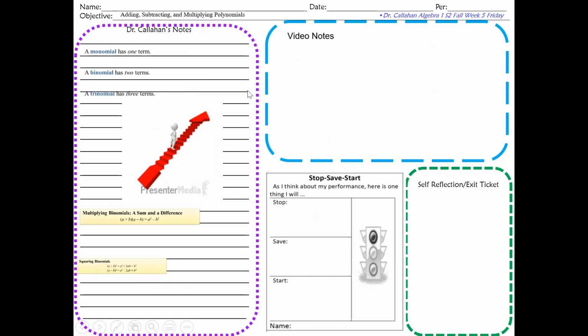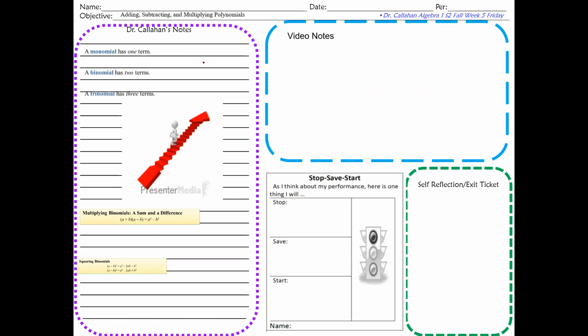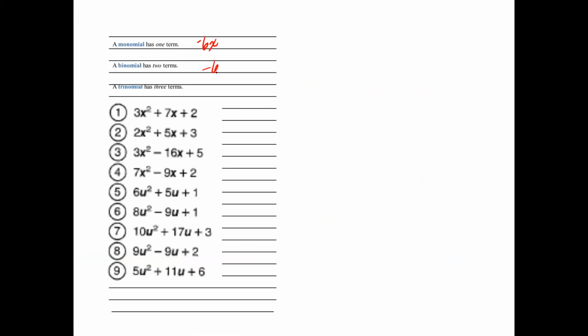All right, so let's start off with the terms themselves. A monomial has one term. So a monomial, for example, would be something like negative 6x. A binomial will have two terms. So an example of that would be like negative 6x plus 5. A trinomial has three terms. So an example of that would be like 2x squared minus 6x plus 5. And that's how you would set it up.